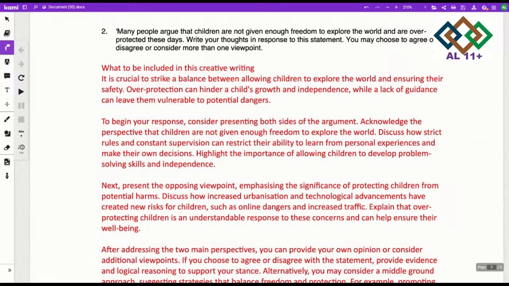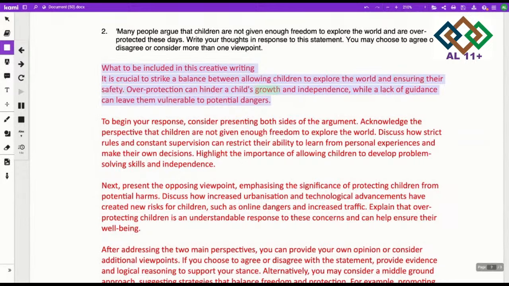First, describe the topic, what they're asking you about. Then after you describe the topic, please say that you agree or disagree. Don't just start with "I disagree." So let's see what they are saying now. What to be included in this creative writing: it is crucial to strike a balance between allowing children to explore the world and ensuring their safety.